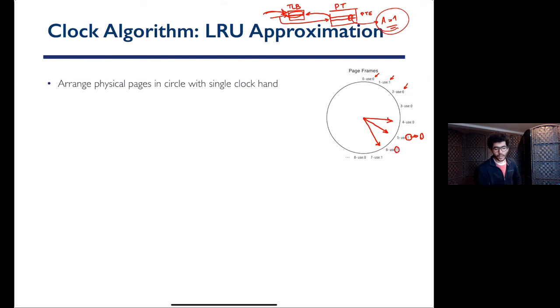It's again 1. I'm going to change it to 0 and flush the TLB. And I'm going to advance it one more. Again, I get a 1. So I'm going to make it 0, and advance it another one, until I get to a 0. So now I found a physical page that has access bit 0.